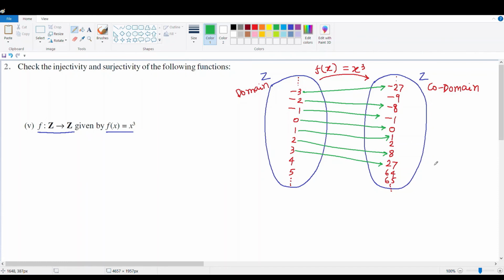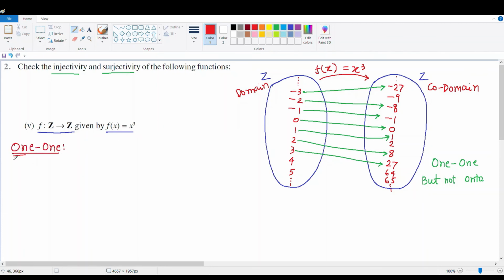This is 1-1 but not onto. Now we need to check the injectivity and the surjectivity. So we just need to prove that it is 1-1, but since it is not onto, we are just going to give a counterexample and we'll be done with that. Okay, so let's start with our 1-1.